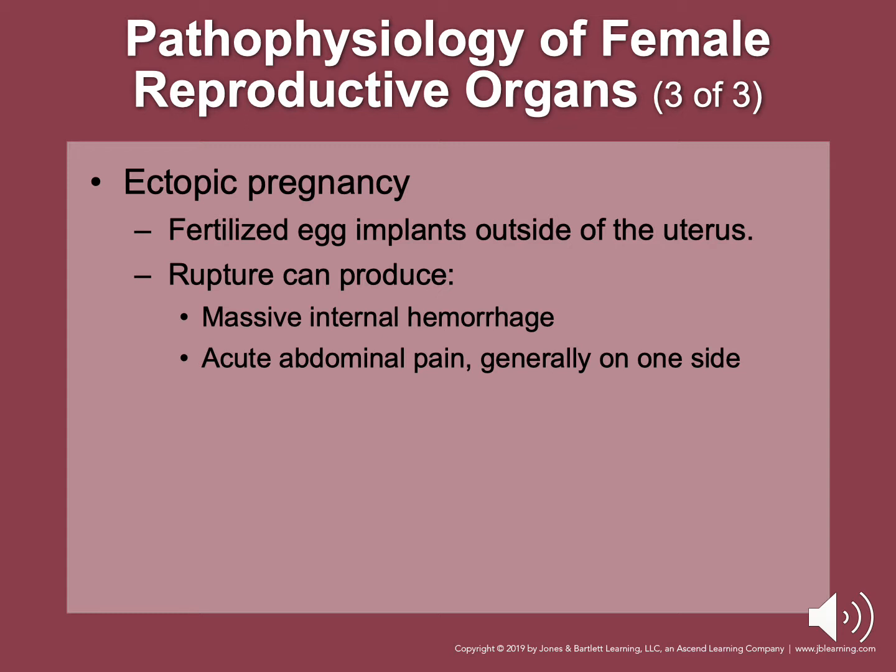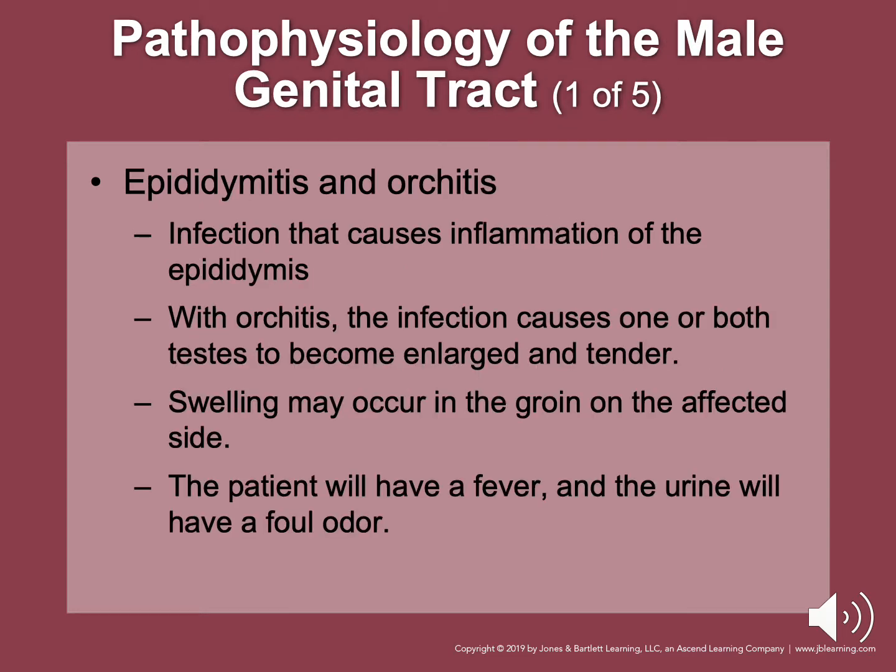Pathophysiology of the male genital tract: epididymitis or orchitis. Infection that causes inflammation of the epididymis. With orchitis, the infection causes one or both testes to become enlarged and tender. Swelling may occur and grow on the affected side. The patient will have a fever and the urine will have a foul odor.